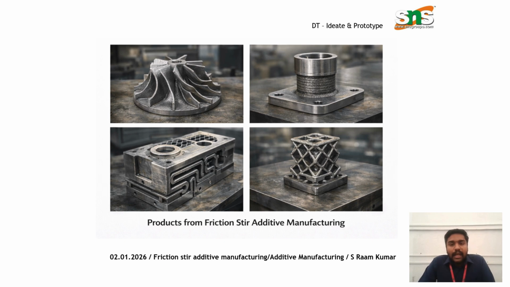Third will be ideate and prototype. Once the process has been carried out, with the help of friction stir additive manufacturing, we can develop a most complicated product using a metal material. These types of material can be available in the form of rod, or in the form of plate. So we can produce any number of products with any number of structures in a complex geometry by using this friction additive manufacturing.